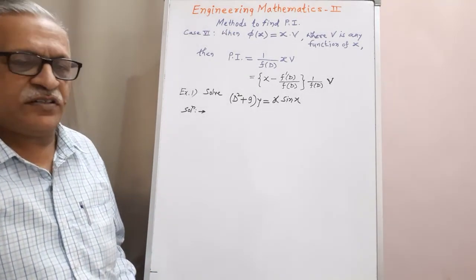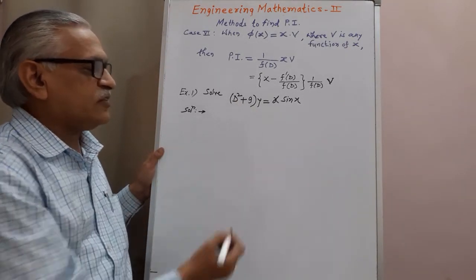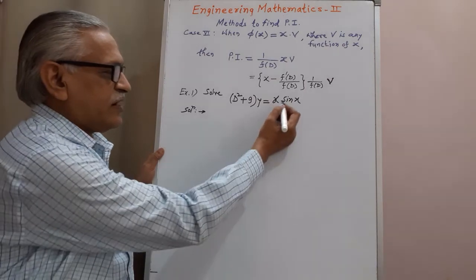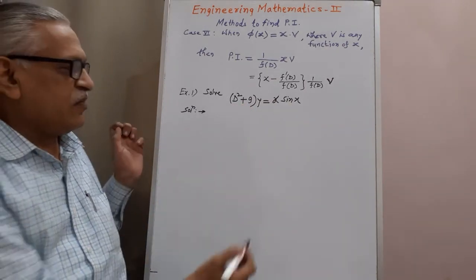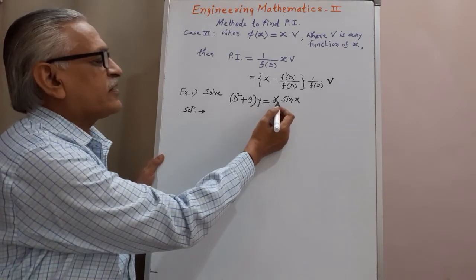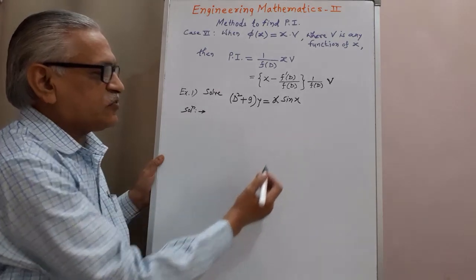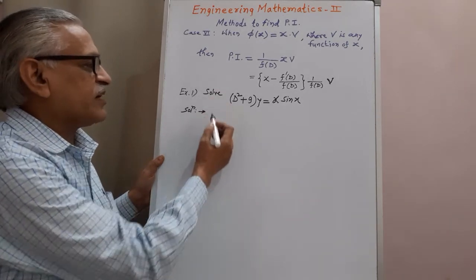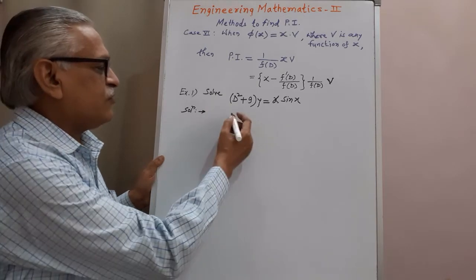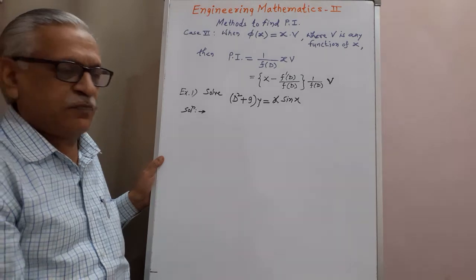Some examples on it. Example number 1, solve D square plus 9 into y is equal to x into sin x. Here the given differential equation is of order 2 with y as the dependent variable, x as the independent variable, and the term on the right hand side is x into sin x. It is x into v type, therefore it becomes case number 6. And therefore to find the solution we need to find CF as well as PI.